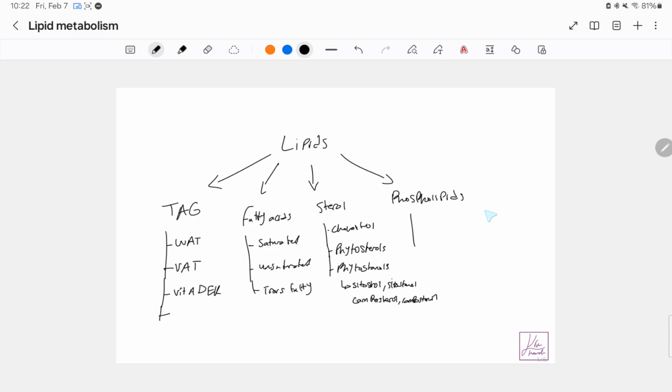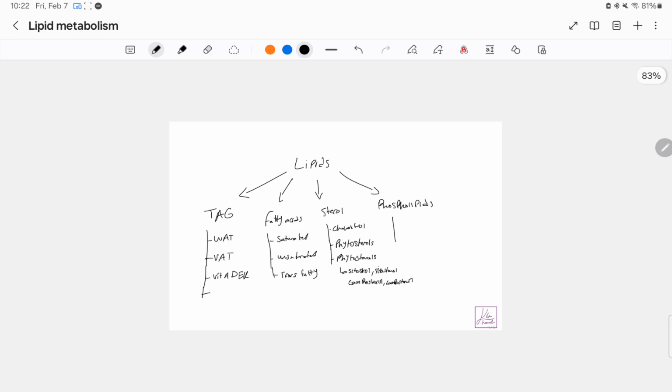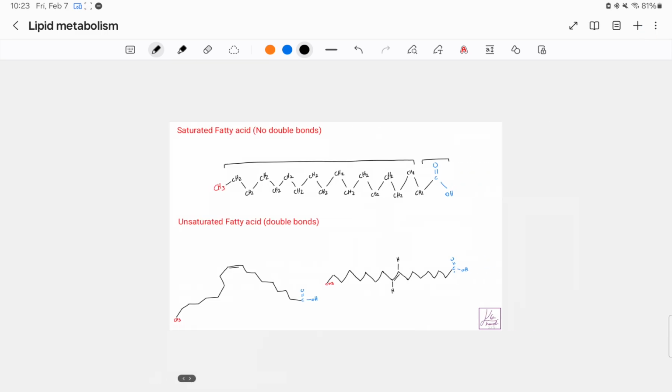And again, like I said, there are many different kinds of phospholipids that you can have and many different functions, which again, we're going to talk about, okay? Okay, so let's get started.